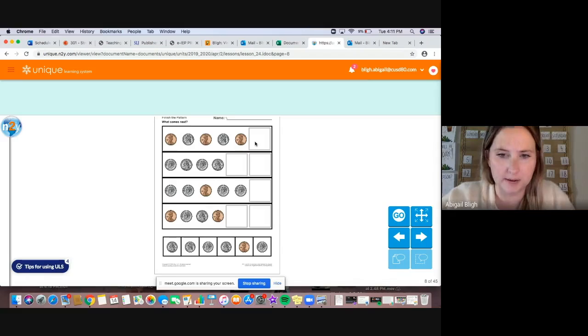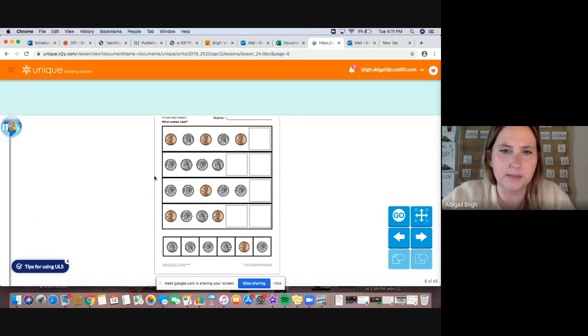A nickel is going to come next. So I'm going to find the nickel that's down here on the bottom. There's a nickel right here. I'm going to cut that out and I'm going to paste it right here. You could also, if you don't have scissors or glue, just draw a line. Okay? Now I'm going to look at my next one.